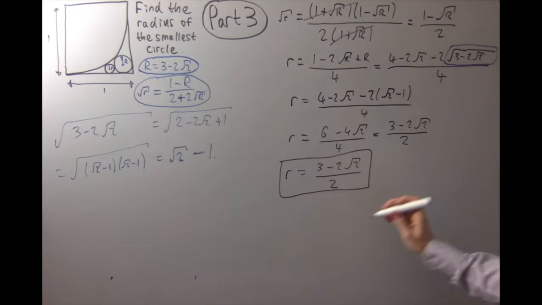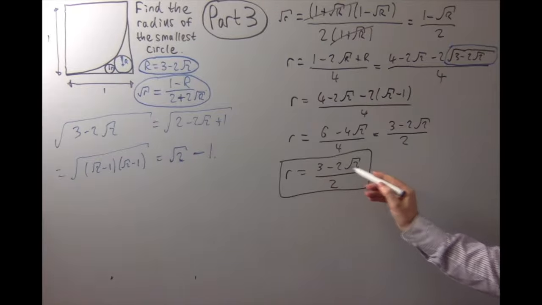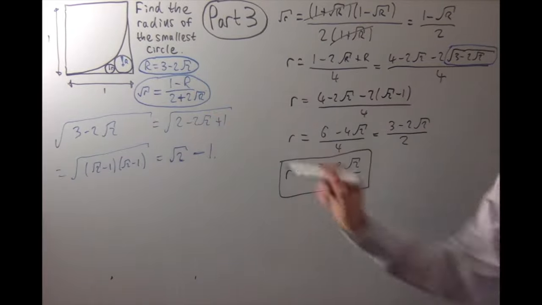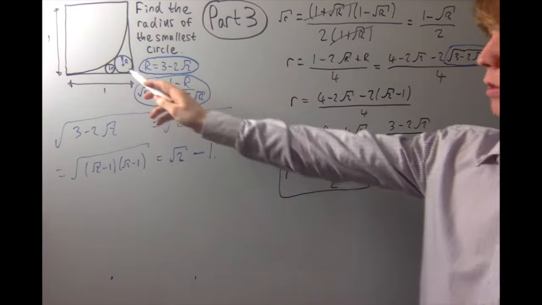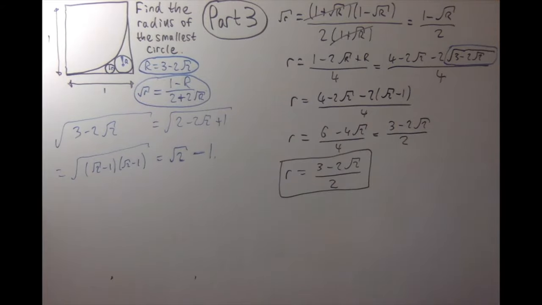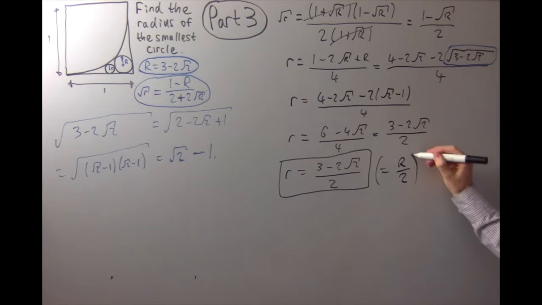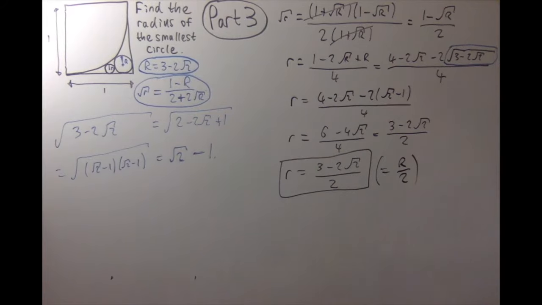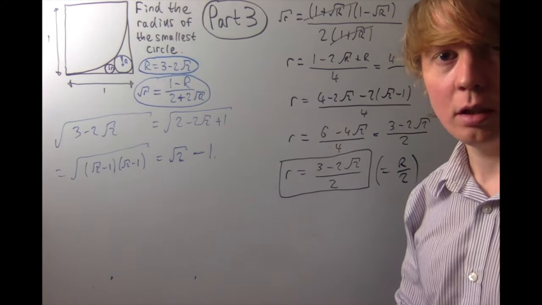That is our solution. And notice here as well that 3 minus 2 root 2 is our big R, so actually our small r is just half of our capital R. So this is actually equal to capital R over 2. Okay, great. Hope you enjoyed that.